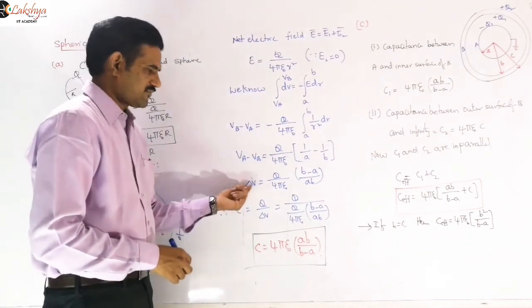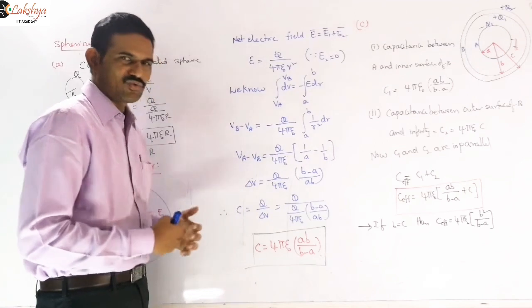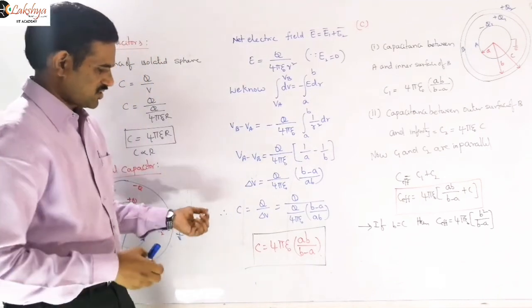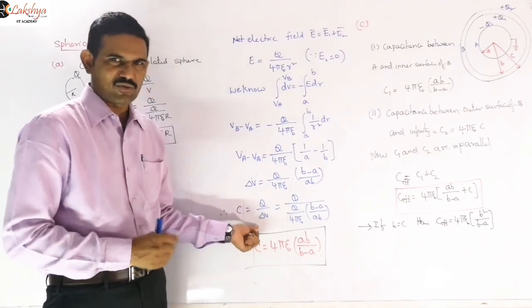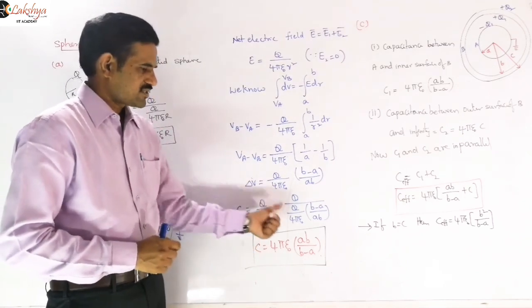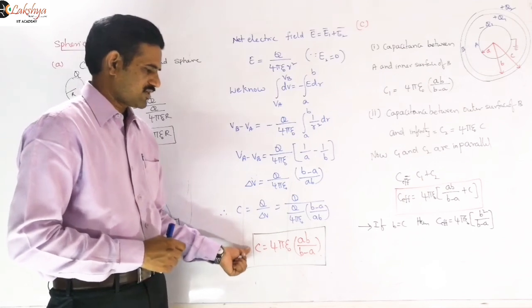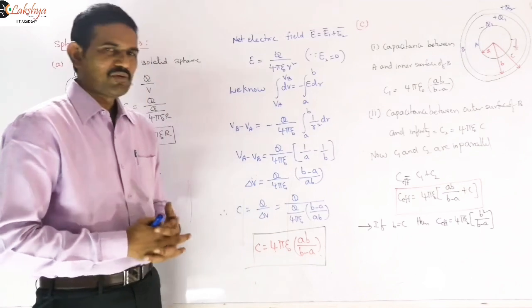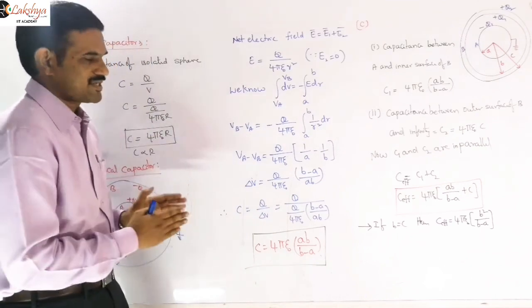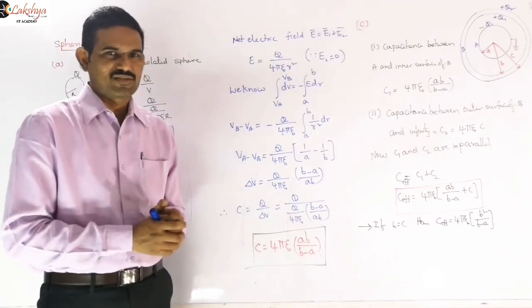So the potential difference required is given by this. Now we are using our capacitance definition. So therefore this capacitance is equal to Q by delta V, you can write Q by V, or potential difference, that V is nothing but... You can substitute this, so finally you will get this expression here. C is equal to 4 pi epsilon naught into AB by B minus A. So that is the capacitance of a spherical capacitor, right?